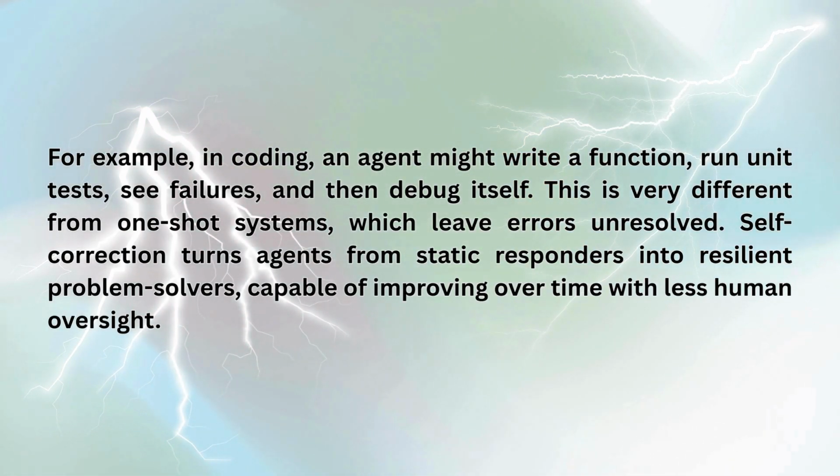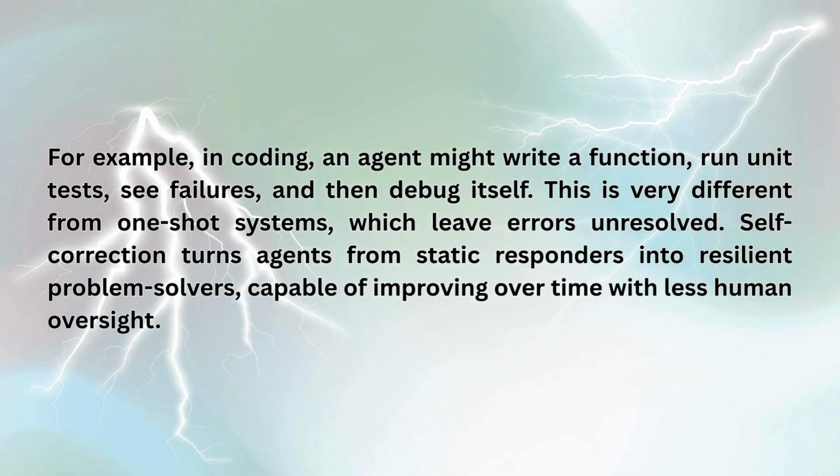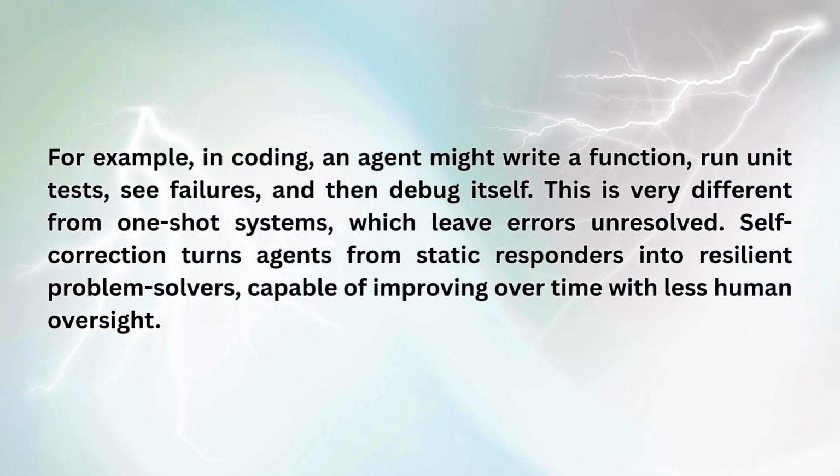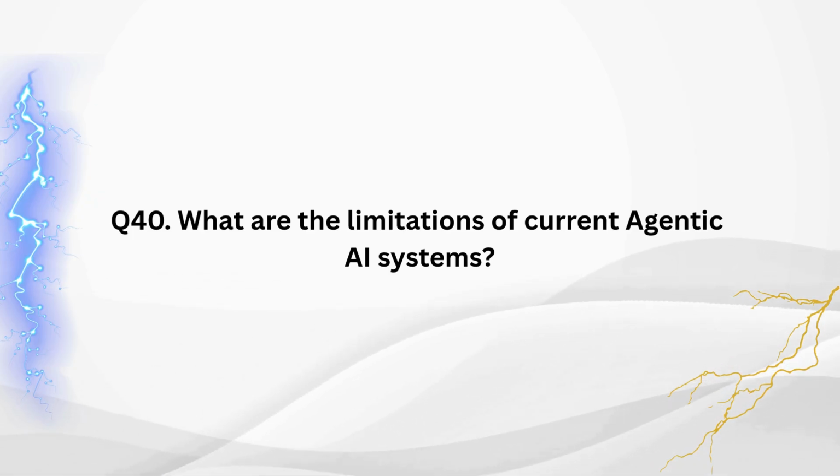This is very different from one-shot systems, which leave errors unresolved. Self-correction turns agents from static responders into resilient problem solvers, capable of improving over time with less human oversight. What are the limitations of current agentic AI systems?